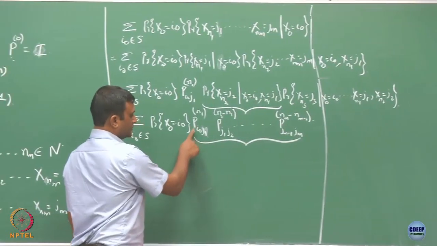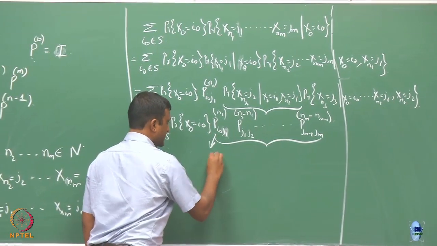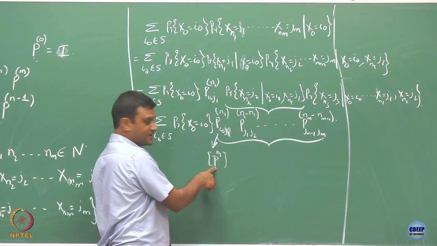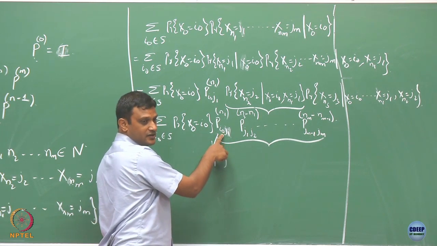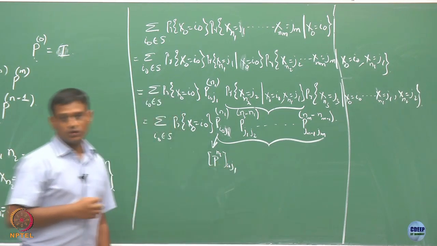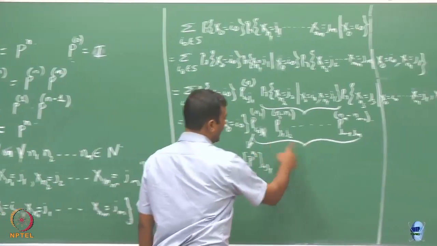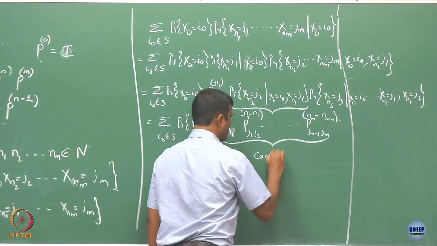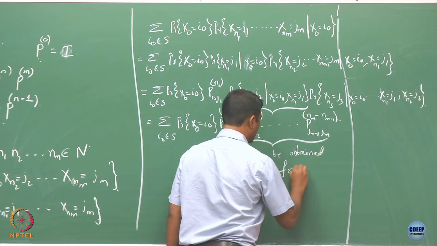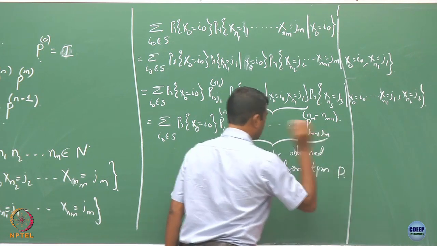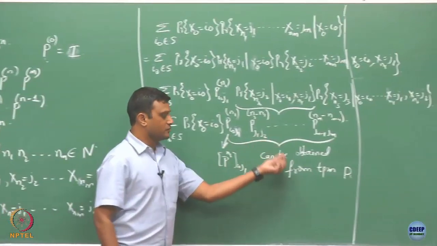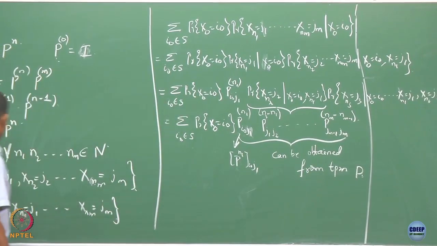Right. But for this quantity, how can I write it? I can write it as P raised to the power n1, but which term? This is a matrix, right? P raised to the power nm. If P is the transition matrix, which term will I be interested in? i0, j1. This is a matrix, right? I have to tell both row and column indices. So, all these things can be obtained from the transition probability matrix P.